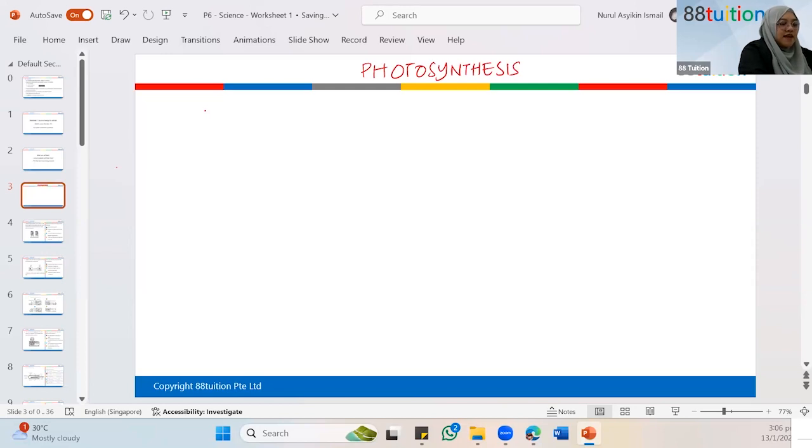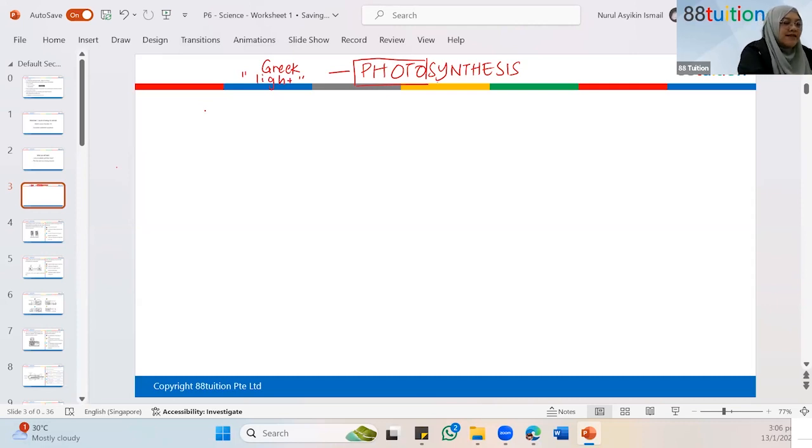Just something extra, extra means it won't be tested. But it's quite interesting to note that the word photo in Greek, you all know Greek, the language of Greece, the name of the country. In Greek, the word photo means light. In their language, the word photo refers to light.